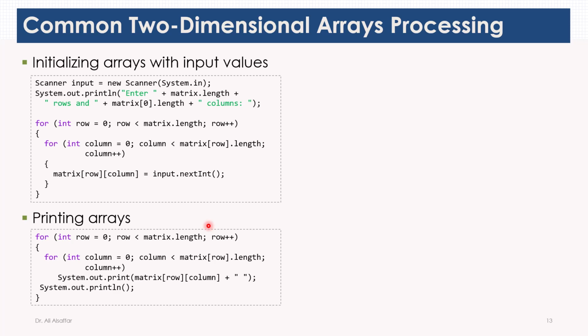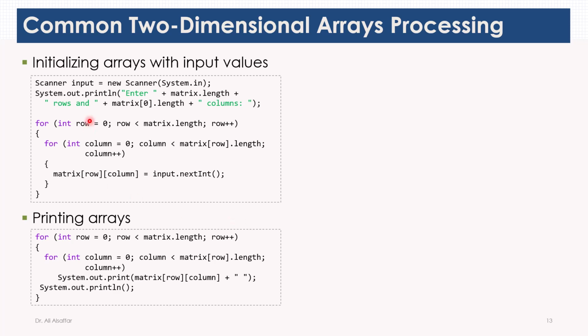Printing arrays. Again, for printing arrays, we should not print them column by column, because this is how it is saved inside the two-dimensional arrays: we save the data row by row. As we mentioned, two-dimensional arrays are arrays of one-dimensional arrays. So again, to print the data of a two-dimensional array, you need to process the array row by row.